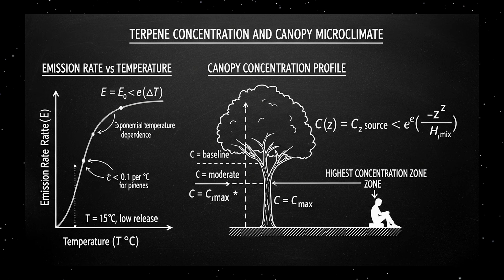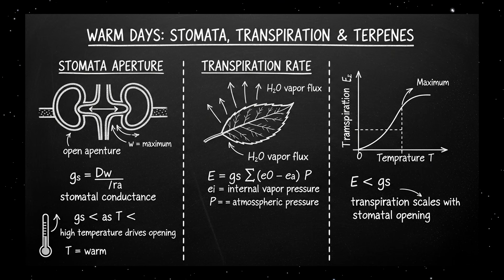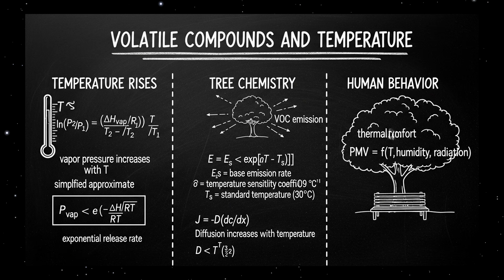Temperature affects the release rate. On warm days, when you are most likely to seek shade, the stomata are more open, transpiration is highest, and terpene release increases. The tree releases more volatile compounds precisely when the conditions most encourage a person to sit beneath it. The chemistry and the behavior align because both are driven by temperature.